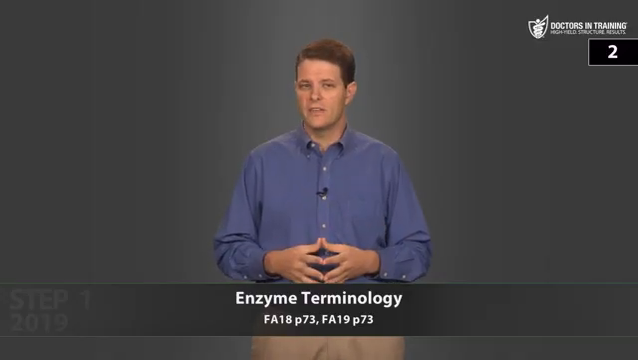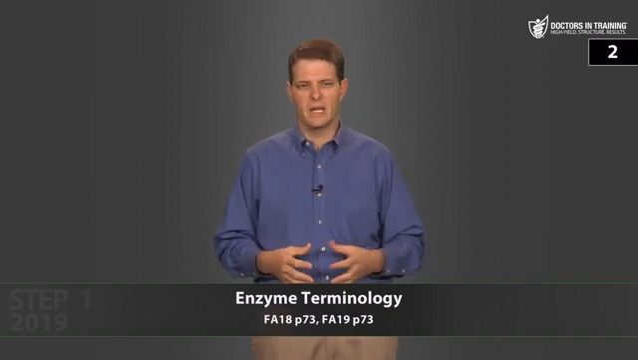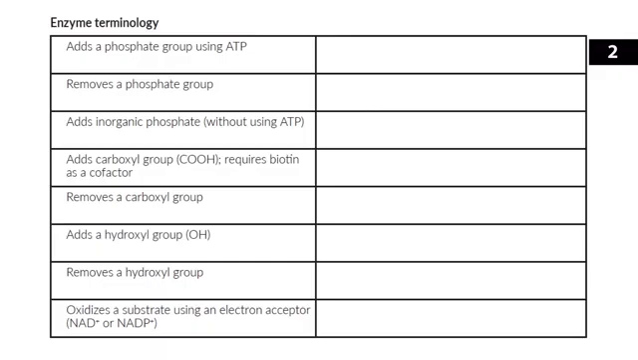That's it for tyrosine kinases, but let's quickly review some basic enzyme terminology, which is going to come up again and again. An enzyme that uses ATP to add phosphate groups to something is called a kinase. An enzyme that removes a phosphate group is called a phosphatase. An enzyme that adds inorganic phosphate to something without using ATP is a phosphorylase.